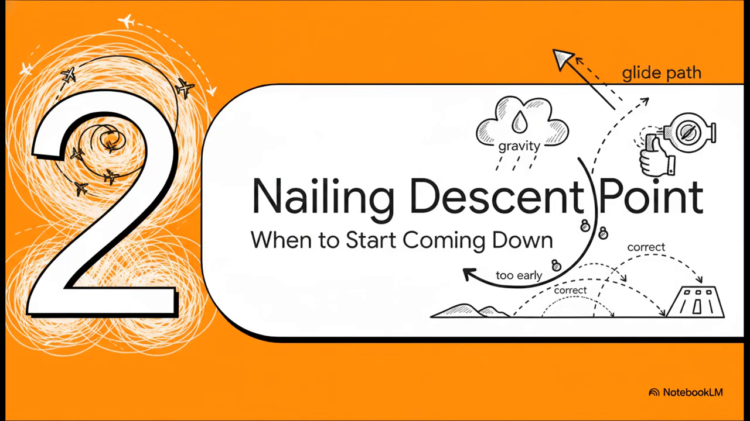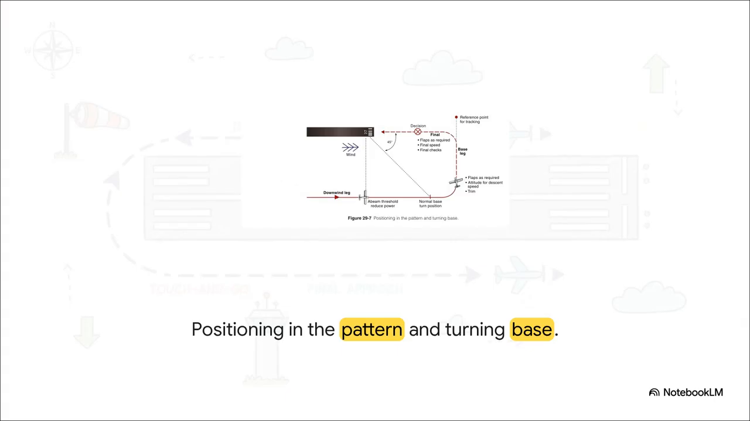Moving right along to Section 2, nailing your descent point, when and where to start coming down. Identifying exactly when gravity enters the equation is basically what makes or breaks your glide path. Knowing the exact moment to pull that power back is everything. The descent for a normal approach commences the absolute second you are abeam the landing threshold. Boom, that is your cue. You reduce power, adjust your pitch for descent speed, and trim the aircraft.